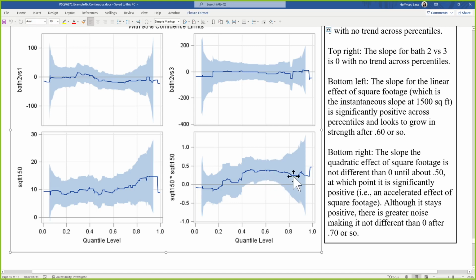It switches over to positive and becomes more positive and actually significant as you cross from about 0.5 to 0.7-ish. So it looks like that acceleration that we found, that square footage matters more as you move up in square footage, only happens in the mid-range houses. It does not appear to be significant in the lower ones or the upper ones. This has a lot more noise. So this can give you a much broader picture of how your slopes work in predicting any level of your outcome.